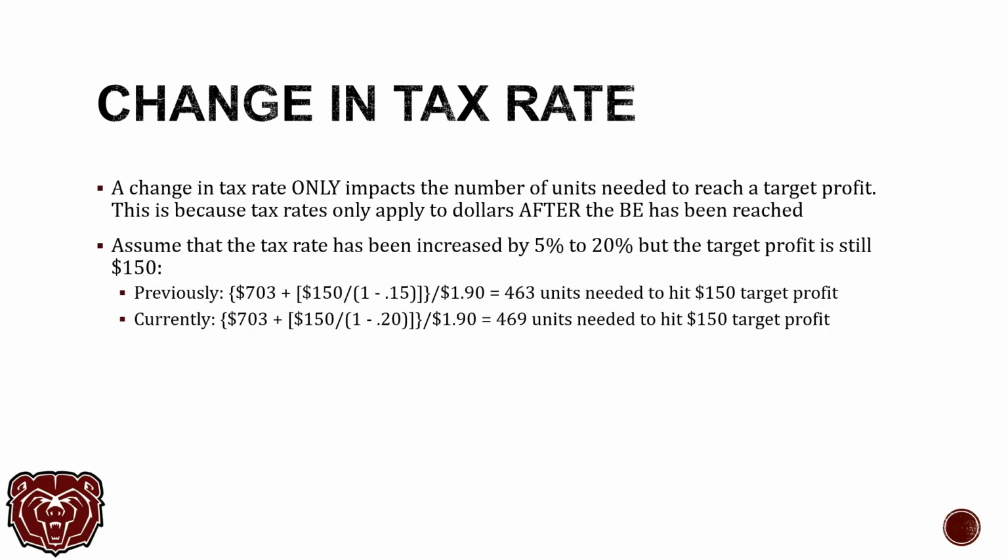So if we increased it by 5%, that would jump our units needed to 469 hamburgers sold to get to that $150 target profit. So not a drastic change. It's like changing the fixed cost and the variable cost. But remember, those fixed costs, those variable costs, they also apply to every unit even before the break-even point.